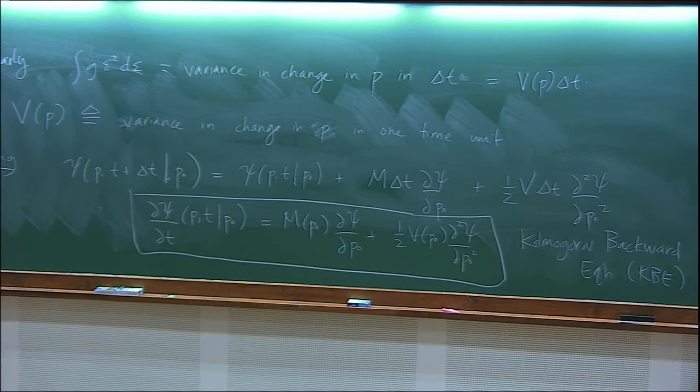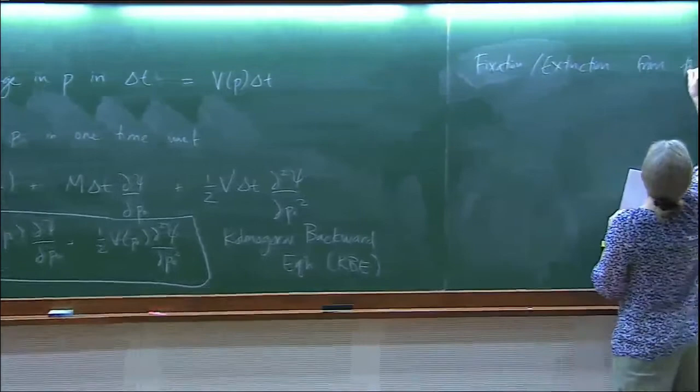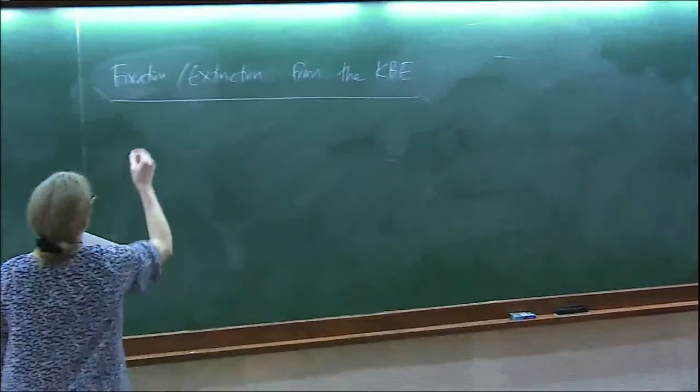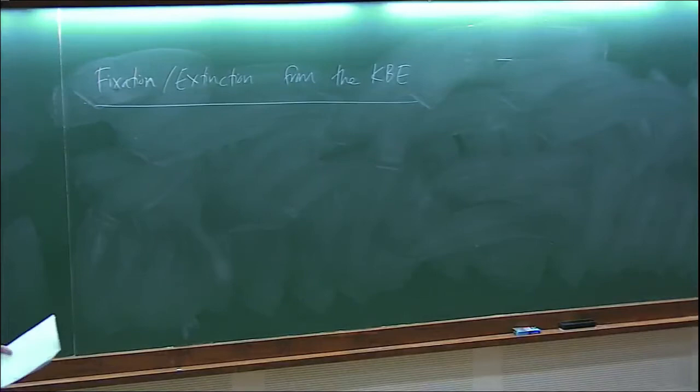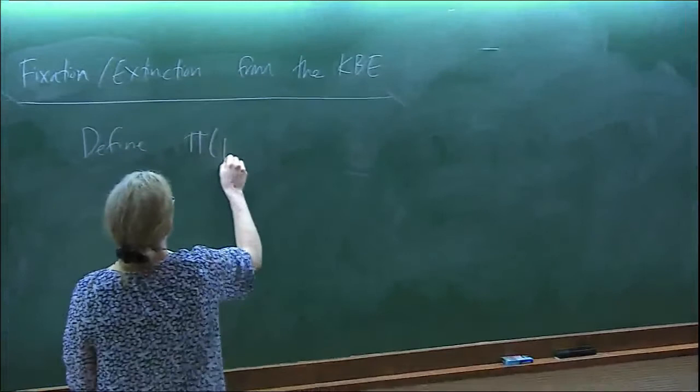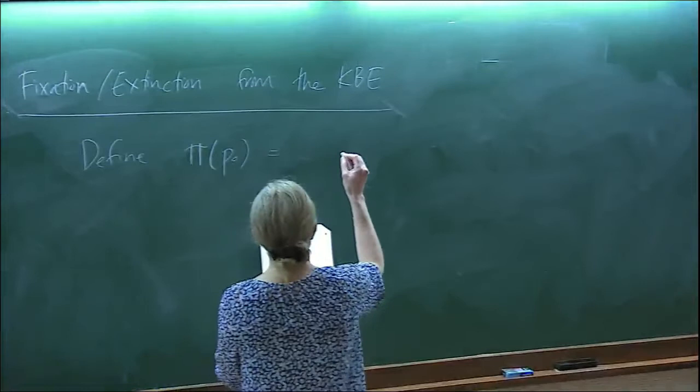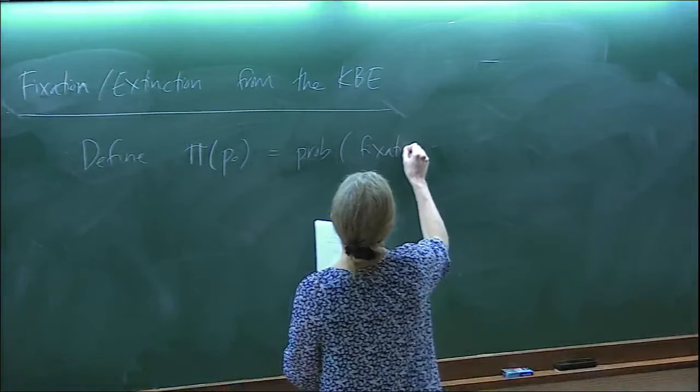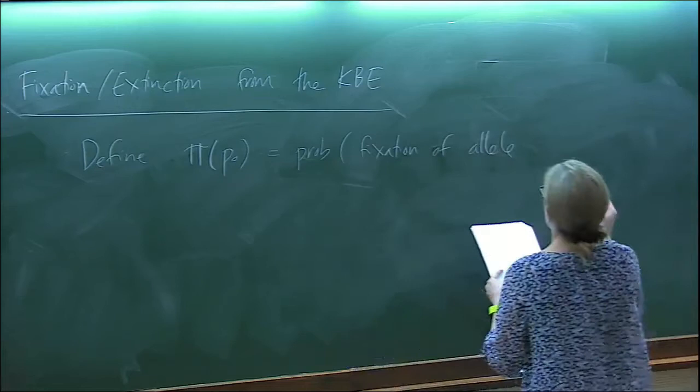Okay, so how do we use this to get extinction probability? There's more. It was so fun already. On we go. Fixation or extinction, from the KBE. Okay, more notation. Define pi of P0. It's nice and easy to define. Probability of fixation of our allele, given that it has initial frequency P0.